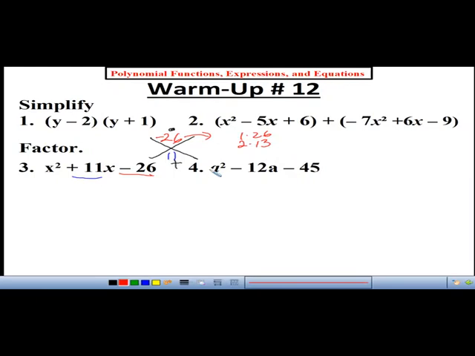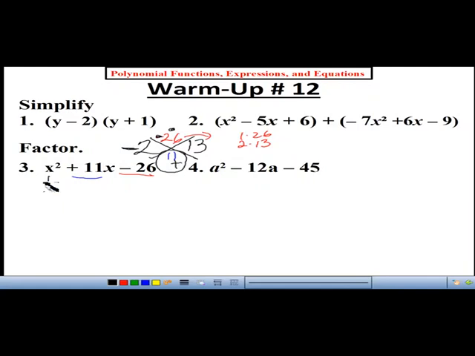Which one of those pairs adds or subtracts to give me 11? 2 and 13. Okay. However, the product, this one is a negative. That means one of the two has to be negative. Well, how do I know which one, Mr. Q? Well, if you look at this number down here, the sign of this number is the sign of the biggest of the two. What's the biggest of the two? 13. What sign is this one? Positive. 13 is positive. That means our negative is our 2.